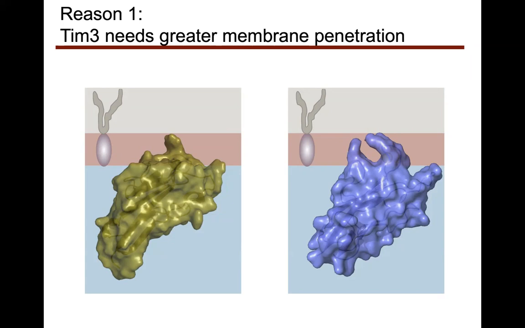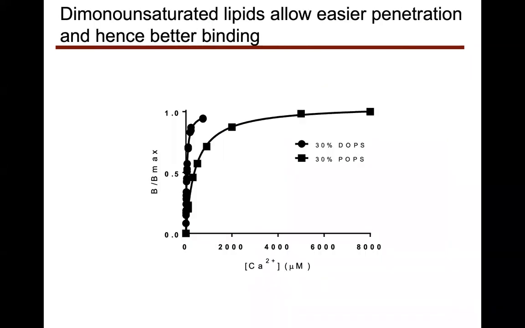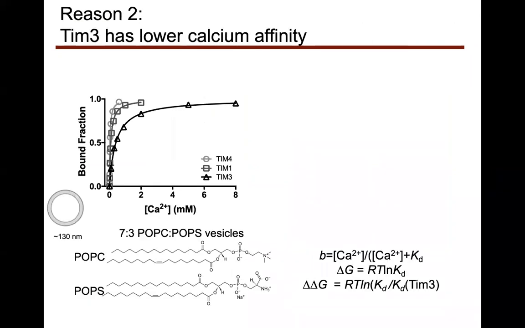First, in this comparison of the penetration, you can see that TIM3, on the right, needs a much greater footprint for the membrane penetration. And therefore, under the same lipid condition, the binding is weaker. This is borne out because if you move to a more unsaturated lipid tail, you get a much stronger binding signal at a lower calcium concentration in the substrate.